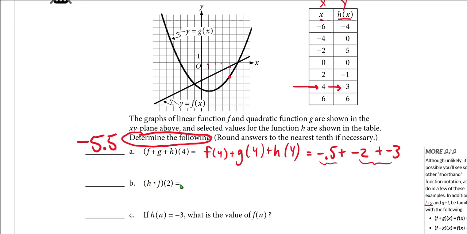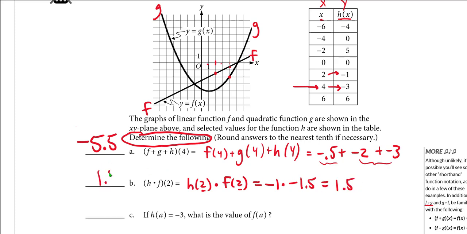H times f of 2, remember all that means is h of 2 times f of 2. So we are looking for the value of the h function when the input is 2, and the value of the f function when the input is 2. The value of the h function when x is 2 is negative 1. And the value of the f function, I'm going to label these again so I don't mess this up, the value of the f function when x equals 2, what is that? That's negative 1.5. And negative 1 times negative 1.5, of course, is positive 1.5.